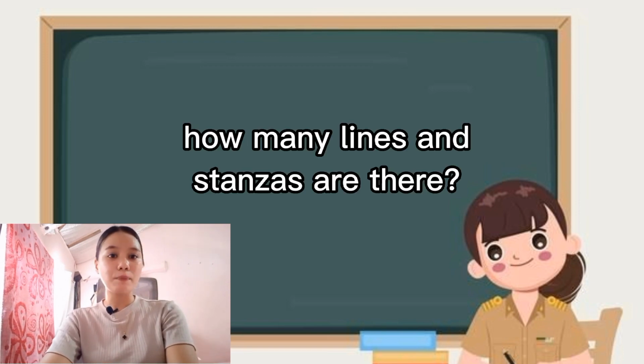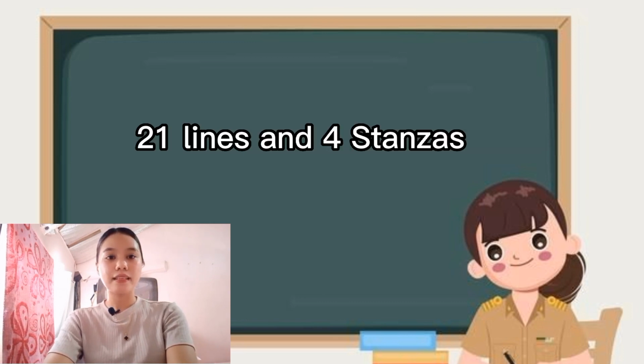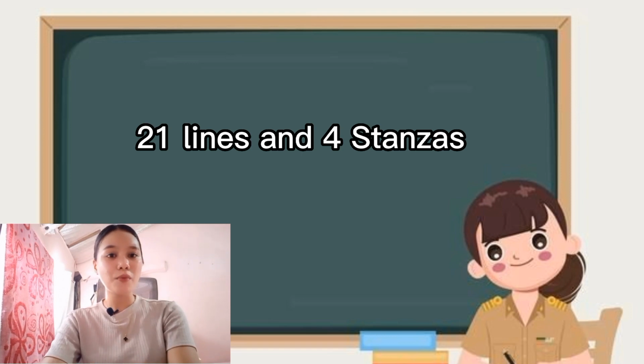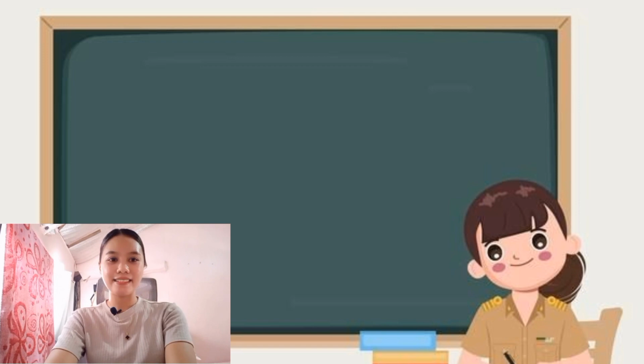Now, look at the poem. How many lines and stanzas are there? Alright, there are 21 lines and 4 stanzas. Very good, students.